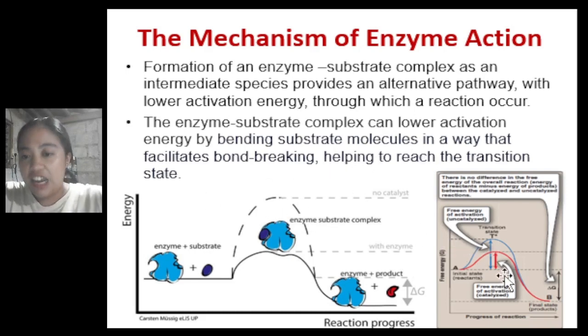So you can see here, class, in this activation energy chart, the red one is for the activation energy with catalyst or with enzyme, while the blue one is without the enzyme. And so you can see there that there is a lower activation energy if there is a presence of a catalyst or an enzyme.